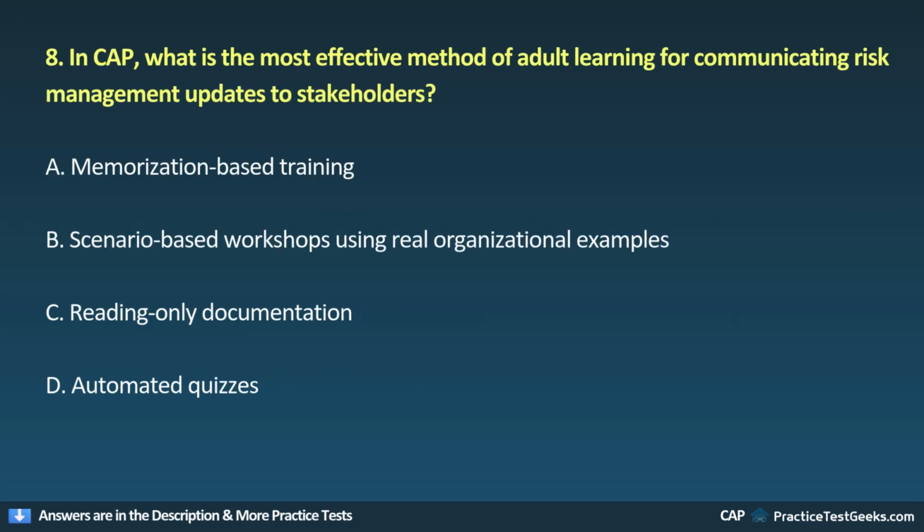8. In CAP, what is the most effective method of adult learning for communicating risk management updates to stakeholders? A. Memorization-based training. B. Scenario-based workshops using real organizational examples. C. Reading-only documentation. D. Automated quizzes.